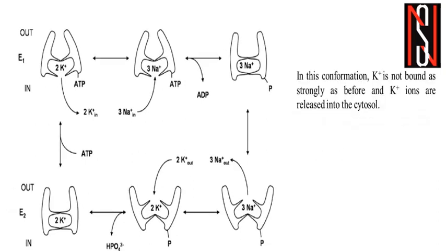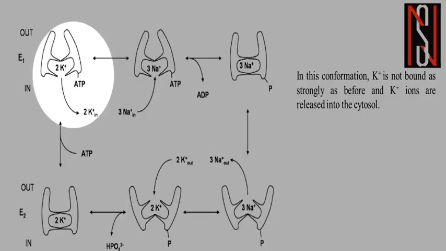Now the structure is open towards the inside of the cell because it undergoes the eversion for the second time when it acted as the revolving door. Now the K plus is not bound as strongly as before, because the K plus attached with that alpha unit from outside of the cell, and then it acts as a revolving door and the eversion happened. After that, K plus is not bound as strongly as before, and these K plus ions are now released into the cytosol, that is, into the inside part of the cell.